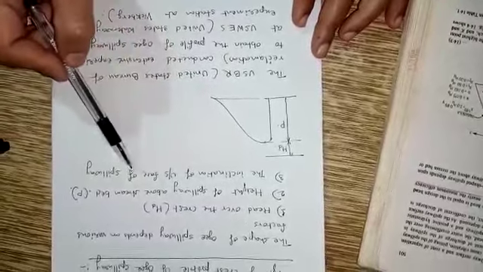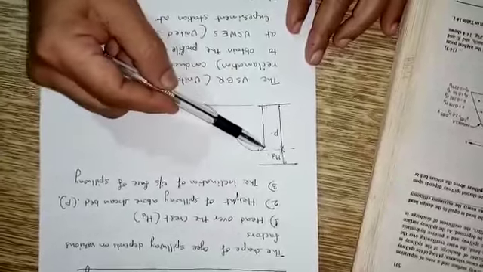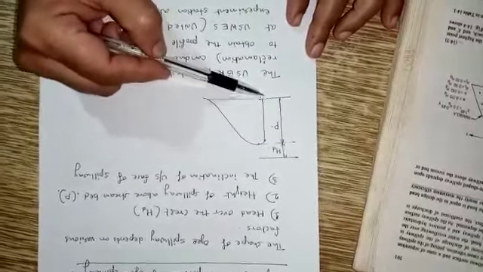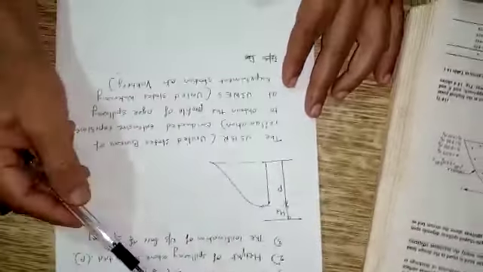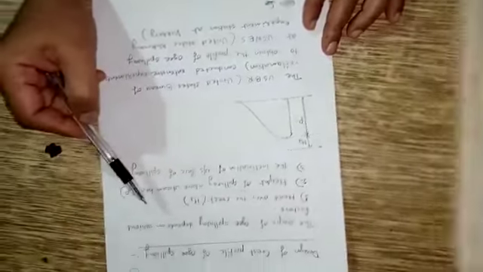Number 3, the inclination of the upstream face of the spillway. Now in the sketch it is shown as vertical. It may be either inclined or vertical. So these factors will affect the shape of the ogee spillway.